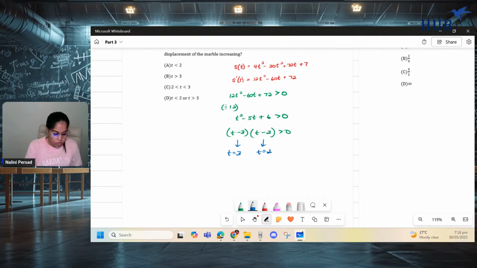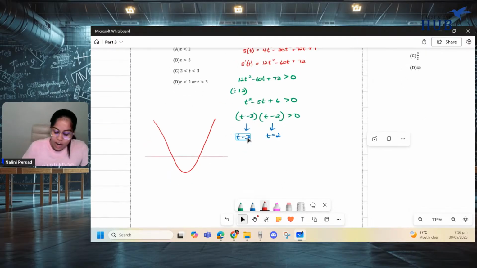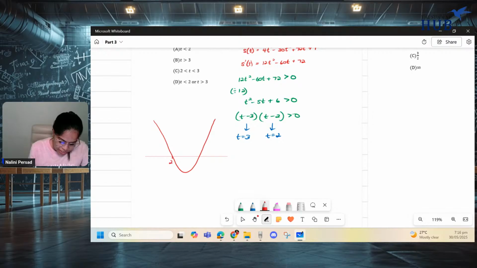So if you were to consider the number line, draw a parabola. Okay, look straight on the board. On the number line, 2 happens first and then the 3. Okay, everyone, 2 happens first and then the 3. It's a minimum because the value of A is positive 1. And I'm looking at the part of the graph that is greater than 0, meaning above the x-axis.